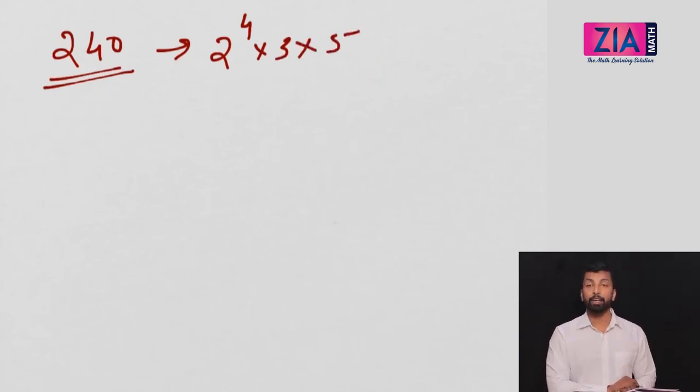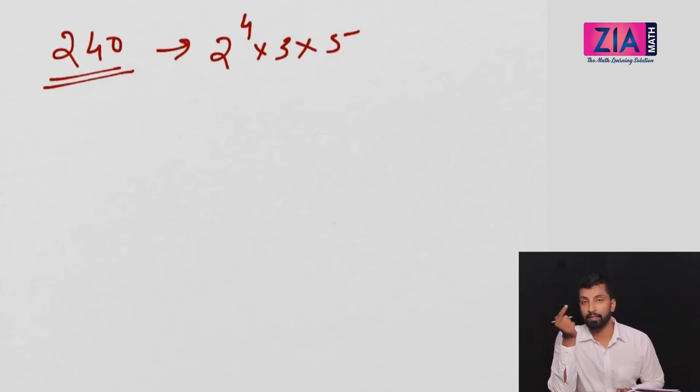See, it's actually 16 into 15. So 16 is 2 raised to 4, 15 is 3 into 5. Now, you need to find all the 5 answers: number of factors, sum of factors, product of factors, number of odd factors, number of even factors. Then the discussion is complete, right? So, what is the number of factors here?